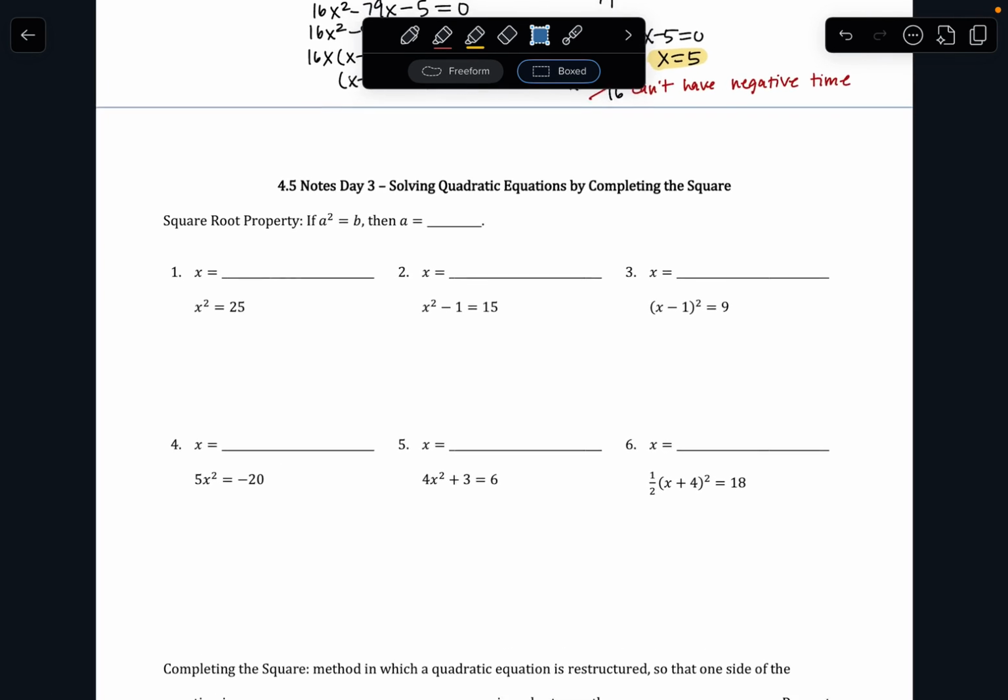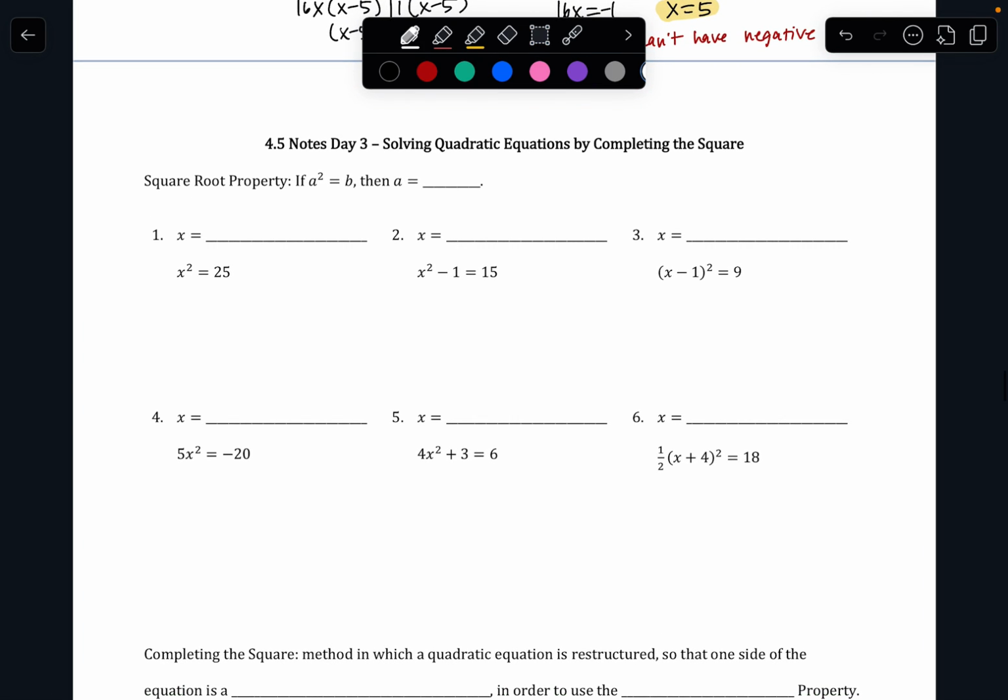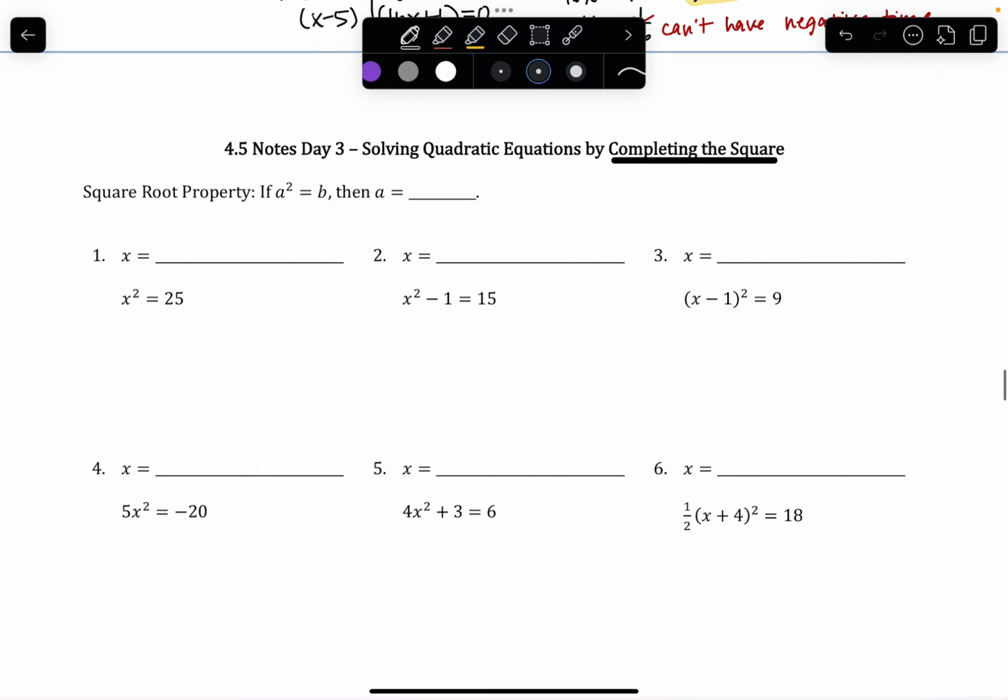All right, in this lesson, we are going to solve quadratic equations by a method called completing the square. And so to start off, we need to talk about the square root property, which says if a squared equals b, then a equals the positive or negative square root of b.